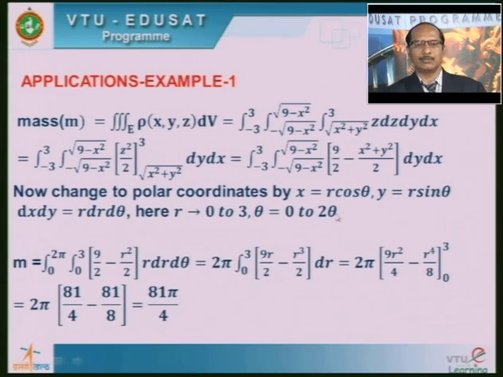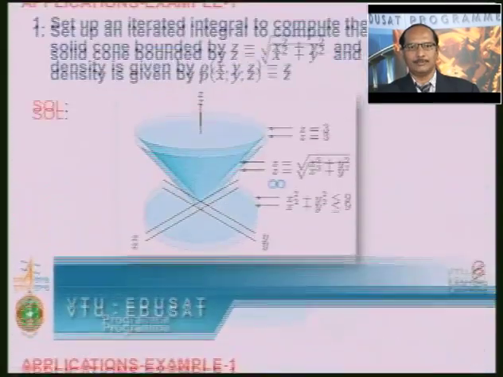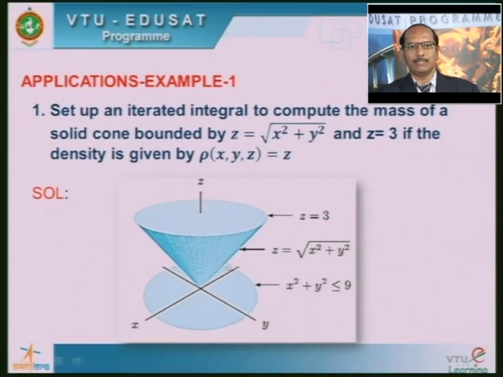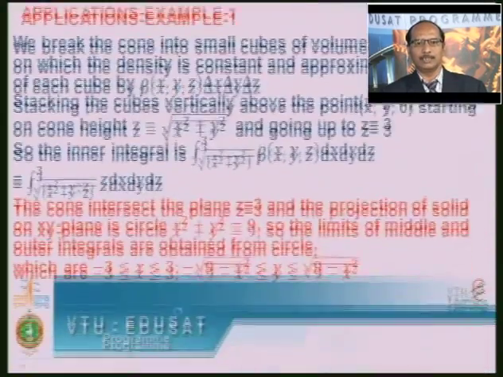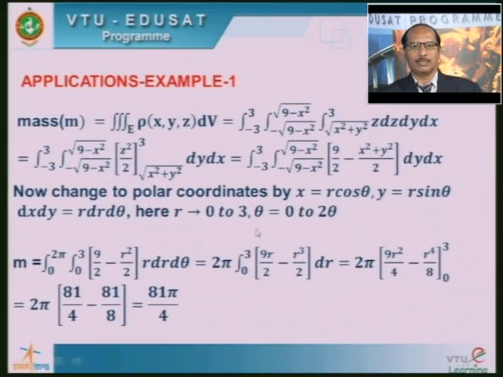It is a circle, x square plus y square equal to 9, which means the radius of the circle is 3. So r is the radius here, and r varies from 0 to 3. That covers the entire area of the circle. And what about theta? It is a full circle on the xy plane, not part of the circle. The projection of this solid is a full circle on the xy plane, so the theta limits are 0 to 360 degrees, that is 0 to 2 pi.